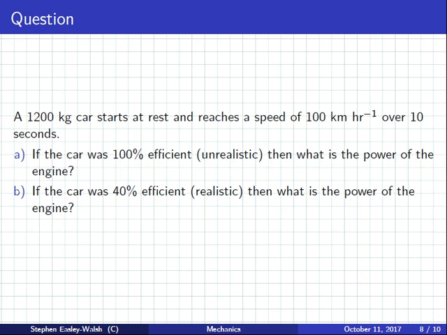So the input is the same? The input is different, the output is the same, because the car is doing the same job. You want it to do 100 kilometers per hour in 10 seconds. But if there's wasted energy, it needs to have a more powerful engine.